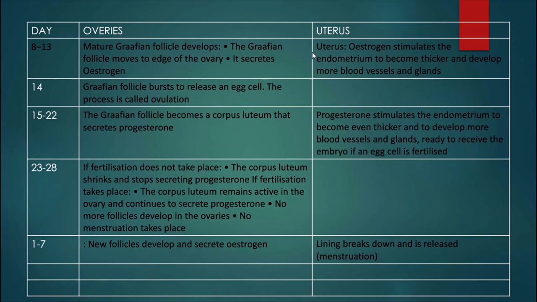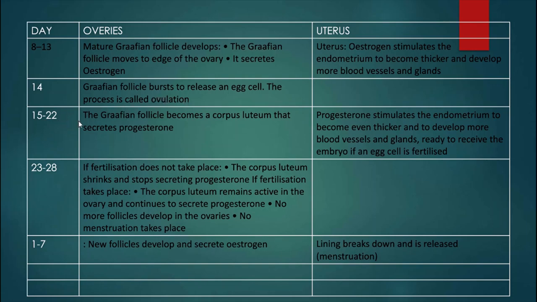Now what happens in the uterus when the estrogen is secreted? The estrogen stimulates the endometrium to become thicker and develop more blood vessels and glands. On day 14, the Graafian follicle bursts to release an egg cell. The process is called ovulation. Take note of this. Let's look at day 15 to 22.